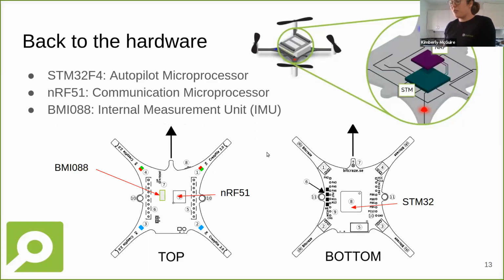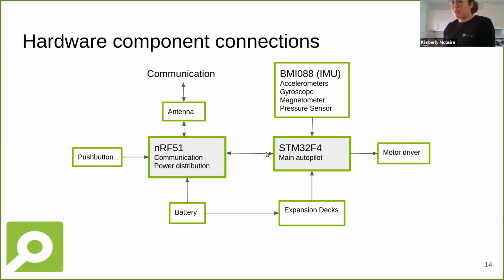But I guess it's more important to understand the connections between them. So the NRF microprocessor mostly handles the communication between the computer and the Crazyflie. So it gets all the packages in. And it's able to do that in parallel with the STM, which handles the main autopilot. So that's where the controllers are, that's where the state estimators are, that's everything that you need for flying. But it's pretty handy to have something in the background that's handling the communication and power distribution. So that's why we have two microprocessors.